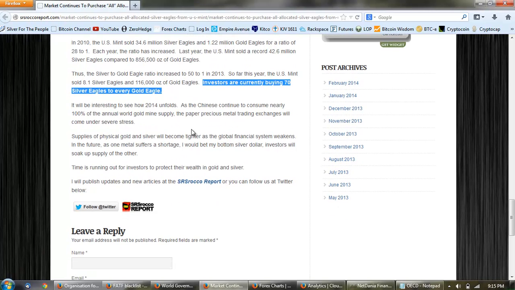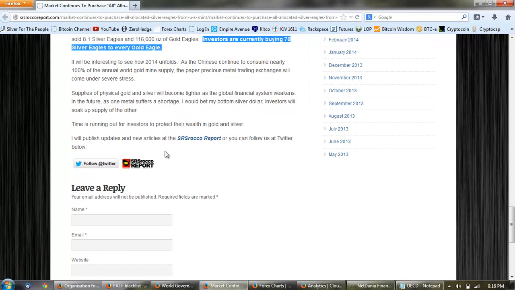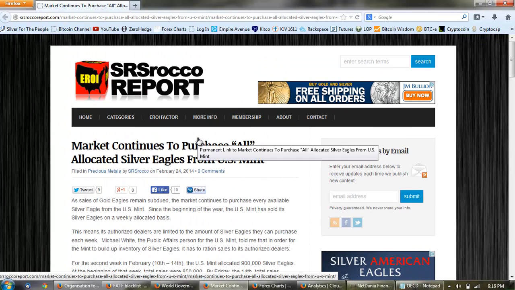It will be interesting to see how 2014 unfolds as the Chinese continue to consume nearly 100% of the world's gold mine supply. The paper precious metal trading exchanges will come under severe stress. Supplies of physical gold and silver will become tighter as the global financial system weakens in the future. As one metal suffers a shortage, I would bet my bottom dollar, silver dollar, investors will soak up supply of the other. Time is running out for investors to protect their wealth in gold and silver. So that's the latest SR Scirocco.